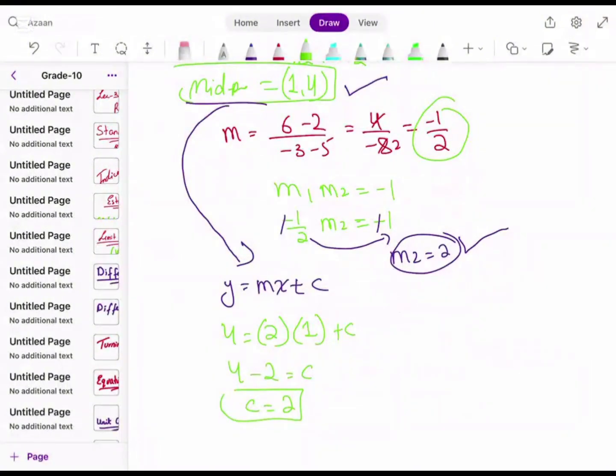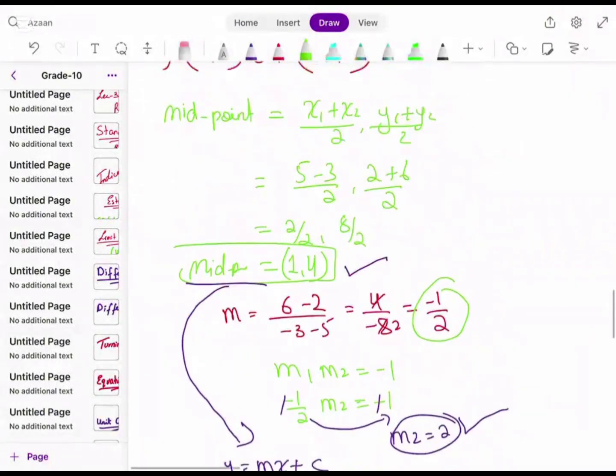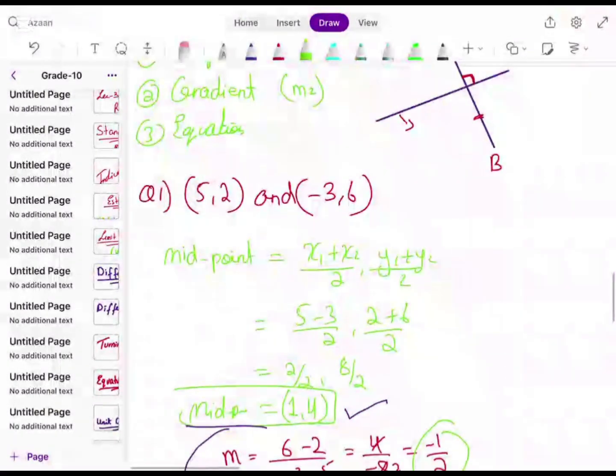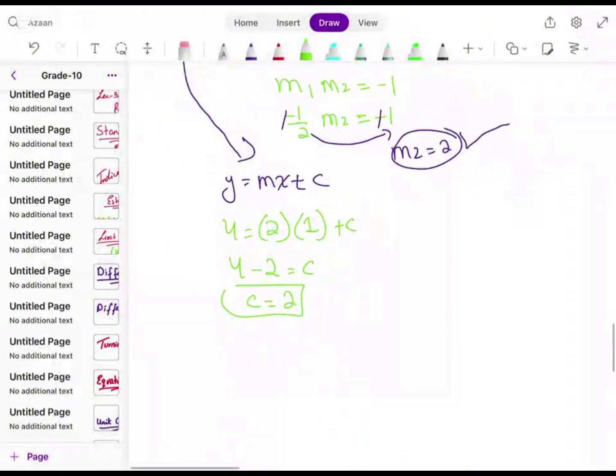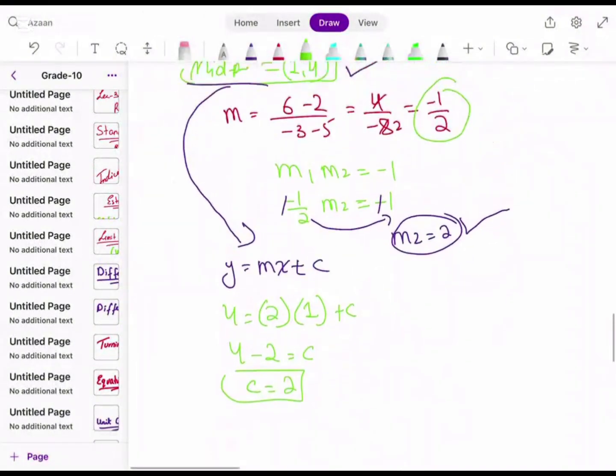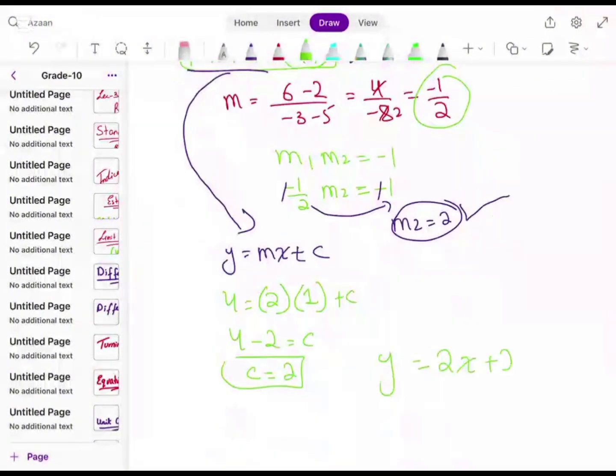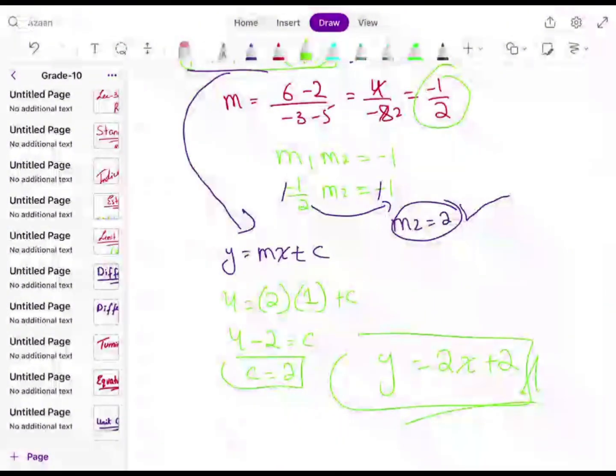Remember that when you have to find the y-intercept, use the midpoint. Don't use the question points. These question points will be used to find the midpoint and gradient. That's it. Now we got the slope as well as the y-intercept, so y is equal to 2x plus 2. This will be our final answer. Any confusion? No. Everything is clear? Yes. That's great.